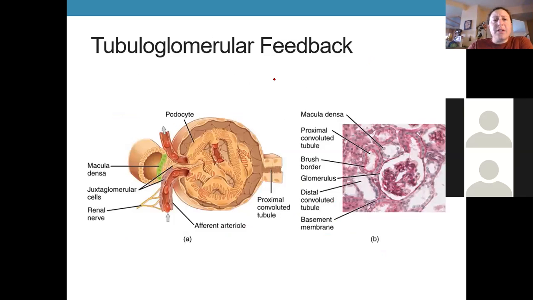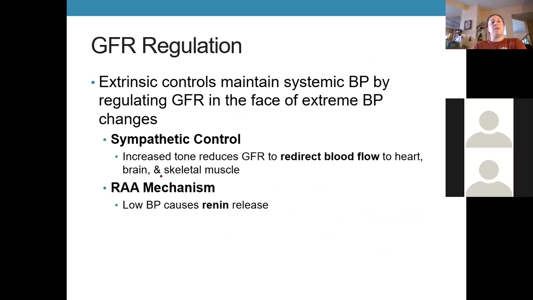Okay, so here's that juxtaglomerular complex again, right here between the distal convoluted tubule and the afferent arteriole. Now there are extrinsic controls as well. So the intrinsic controls are about maintaining a constant GFR. The extrinsic controls are concerned with maintaining a constant systemic blood pressure. And so in this case, we will change the glomerular filtration rate in order to maintain a constant blood pressure.